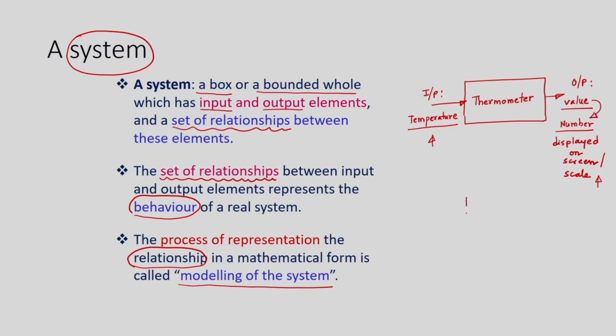Second example, you can have a motor. For a motor, the input is electrical power and the output is rotation. Again, there is a relationship. The shaft of the motor will rotate at a higher speed when more electrical power is applied. So the motor and the thermometer can be called systems which have certain inputs and certain outputs.